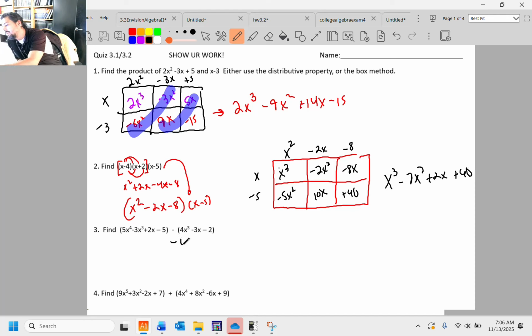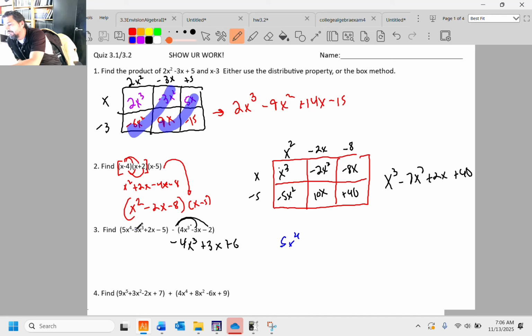3, most of the mistakes were made because kids did not distribute the negative symbol. Negative times negative is positive. You've been dealing with that since you were little kids. I don't understand what's wrong with you. Anywho, got 5x to the fourth. There's no x to the fourth over here, so 5x to the fourth.